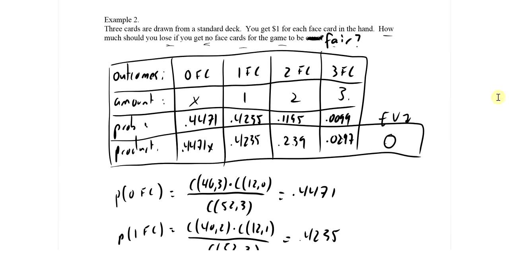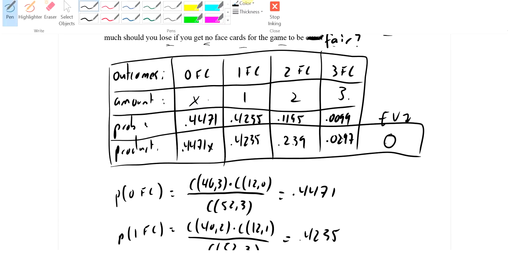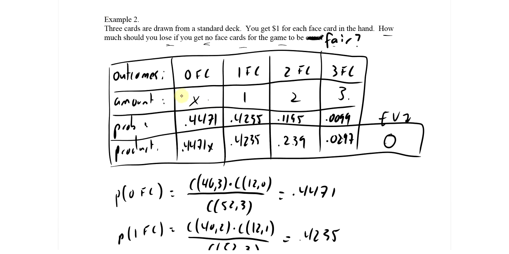This is how much you should lose each time you get no face cards to balance out the winnings you get every time there is a face card, so that the game is even. So if you lost this much every time you got 0 face cards and picked up $1 for 1 face card, 2 for 2 face cards, and 3 for 3 face cards, over a long period of time you'd probably come out even.